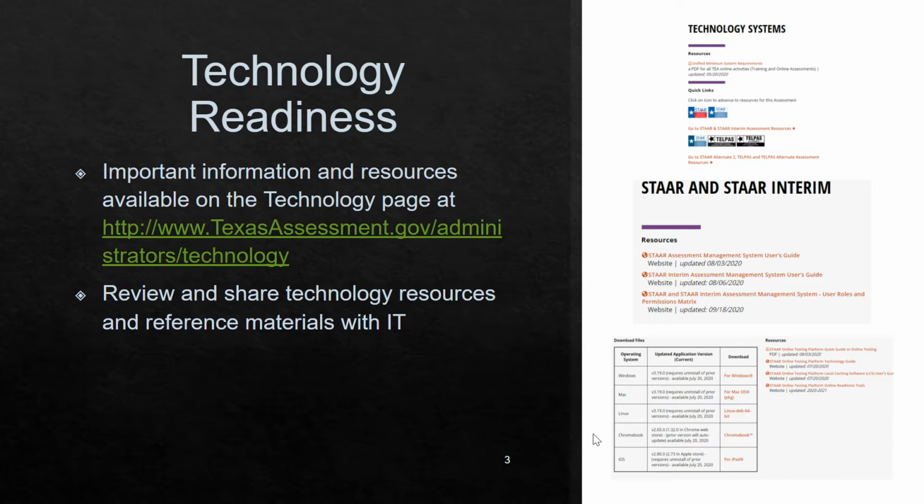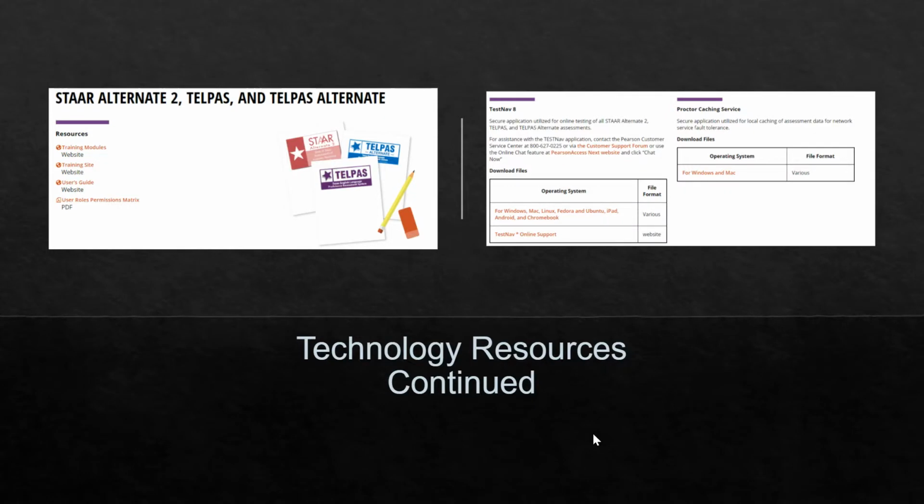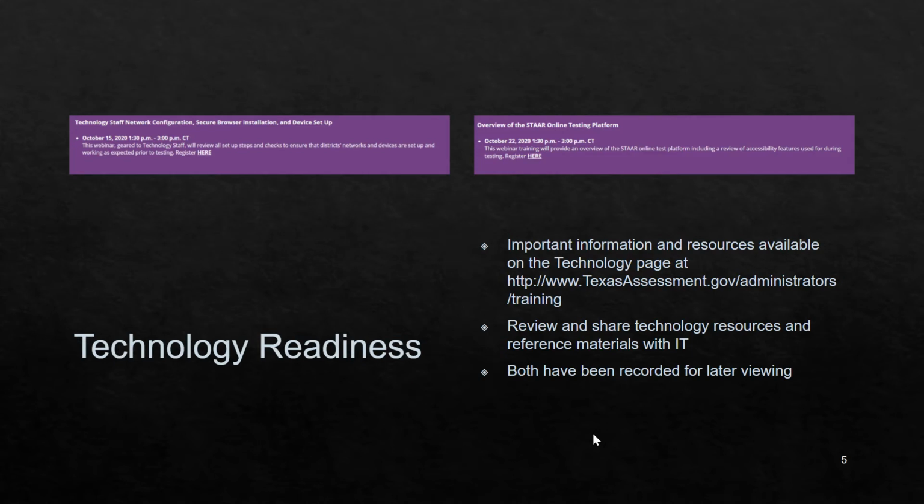Then it goes into STAR and STAR Interim, same platform, but we will be doing those STAR interims. We'll be registering the students for that, and some of them will be taking the STAR interim well before we even get into our December testing timeframe, so more information on that will be forthcoming. The next is just the platforms, downloading files, what resources are needed. As we continue, you can see that there are resources for STAR Alt 2, TELPAS, TELPAS Alternate, and then also the TestNav and the Proctor caching services. So lots of resources are available, and again, the layout is much more user-friendly this year.